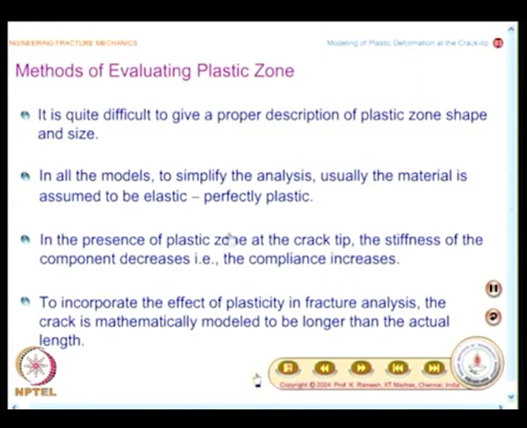So, only to accommodate this kind of an observation, Irwin said that the crack is to be mathematically modeled to be longer than the actual length. So, the question is how to find out the extension of appropriate crack length. This could be done in many ways. We would look at a very simple model and then improve upon our calculations.